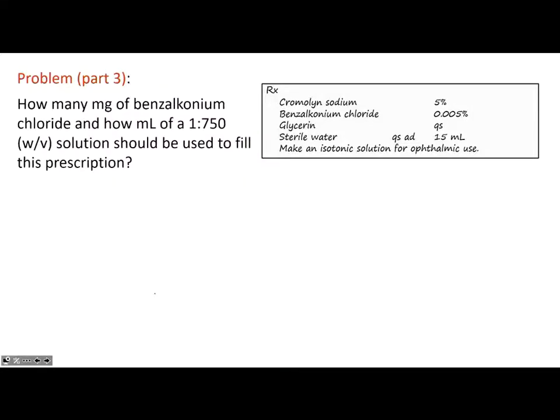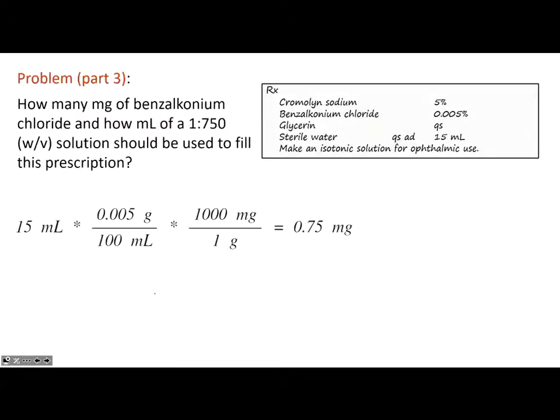Okay? All right, so the next part of it says how many milligrams of benzalkonium chloride, and how many milliliters of a 1 to 750 ratio strength in weight per volume would be needed to fill this prescription. Oh my gosh, do you remember the ratio strength thing? Remember, you're good on concentrations, you're staying calm, it's not a big deal. Pretty straightforward. We start the same place.